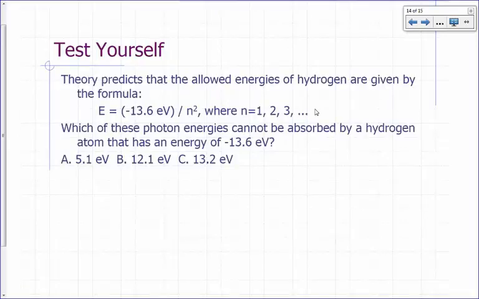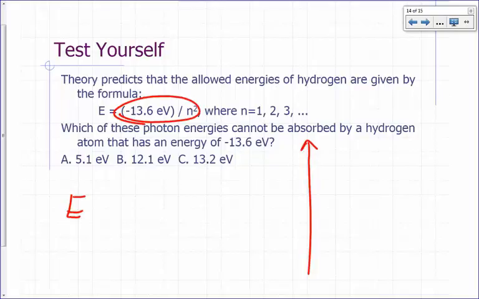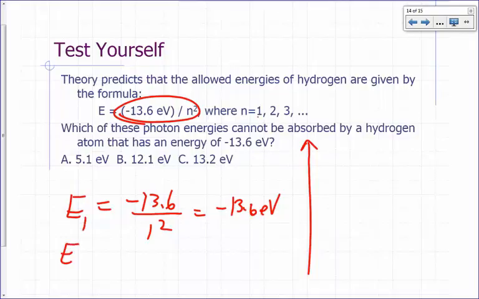Your allowed energy levels for the hydrogen atom are given by this formula. So what's the lowest energy? For n equals 1, negative 13.6 over 1 squared, so negative 13.6 electron volts. That's the lowest energy. What's the second lowest energy? E for n equals 2, so negative 13.6 electron volts over 2 squared. What would that be? Negative 13.6 over 4, right?